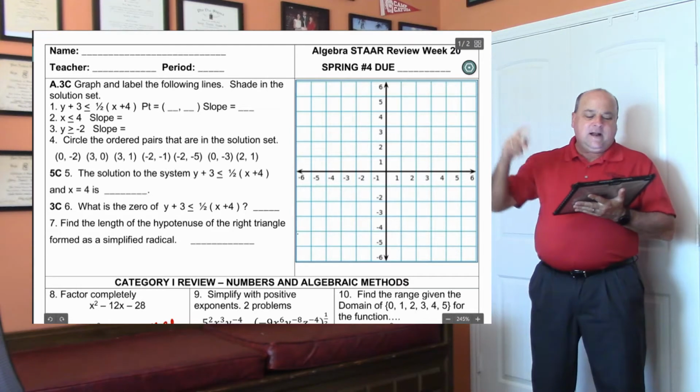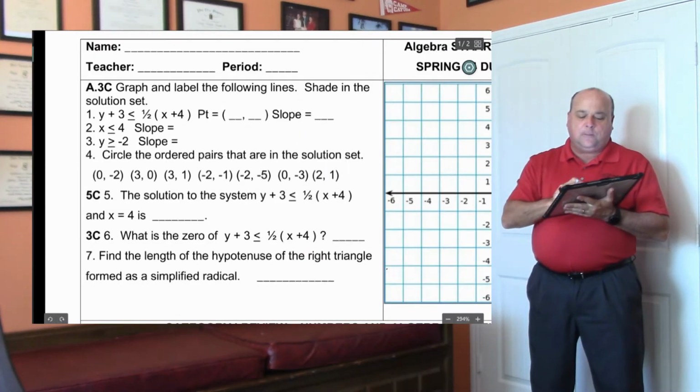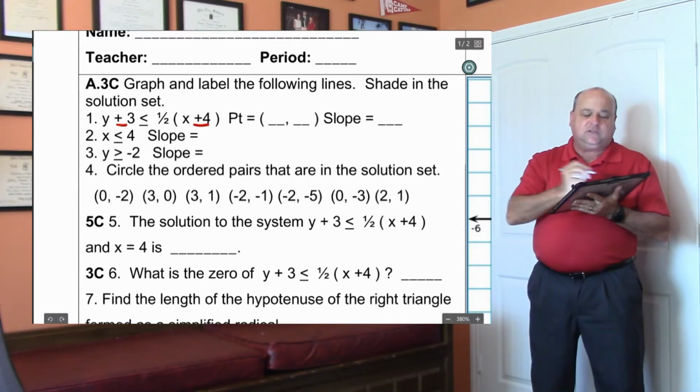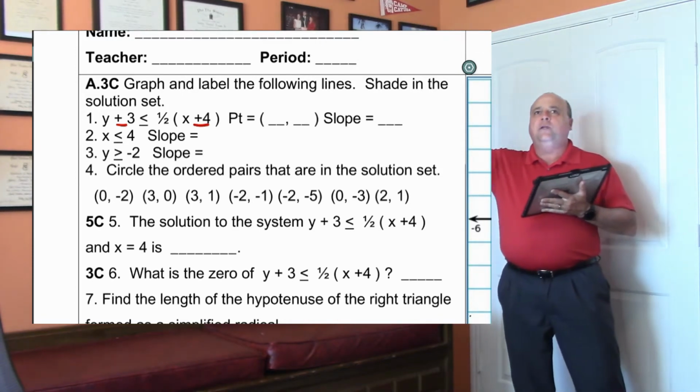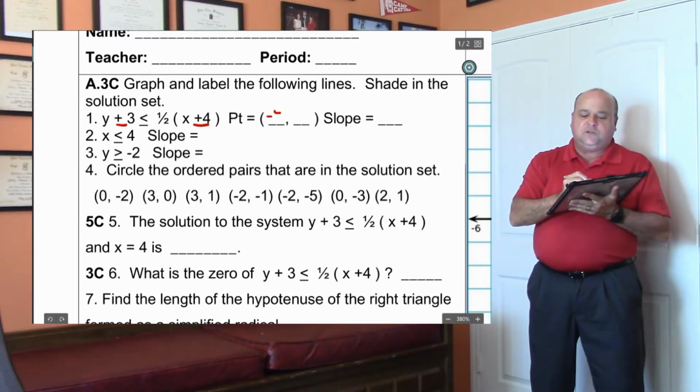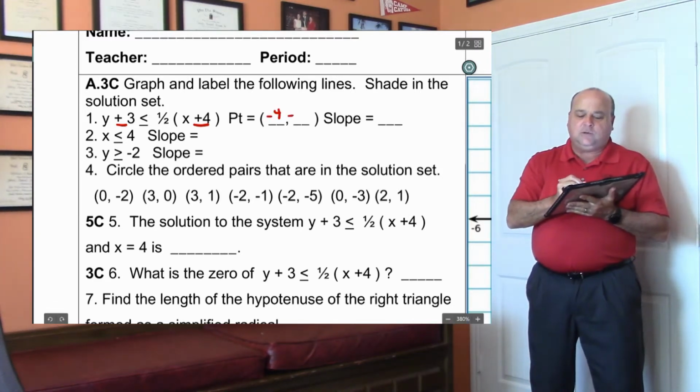So on number one, this equation is in point slope. I'm going to zoom in. Okay, we need to find our point. So this is our x, this is our y. And remember, when we pull the numbers out, the signs are going to flip. So the opposite of a positive 4 is a negative 4. The opposite of a plus 3 is a negative 3. This is my slope, 1/2.